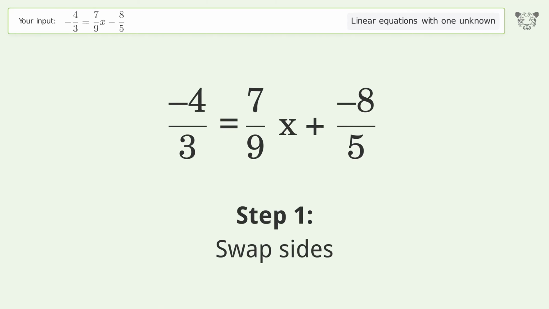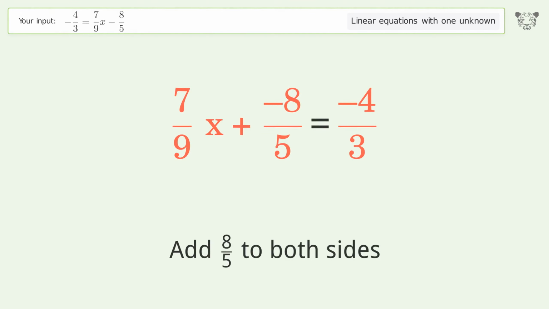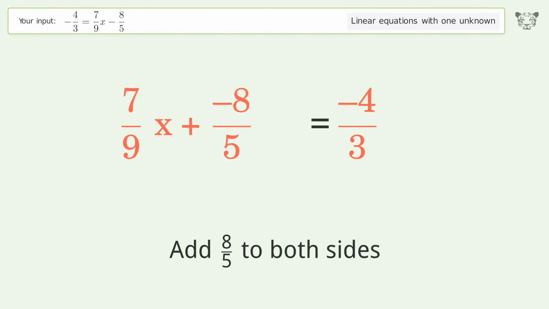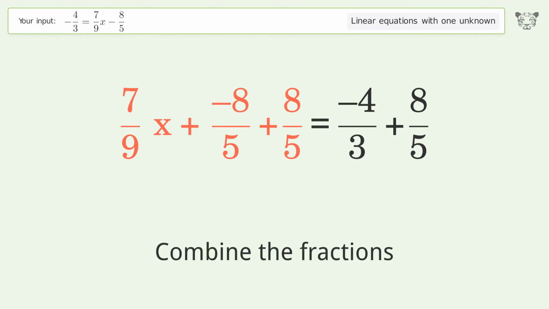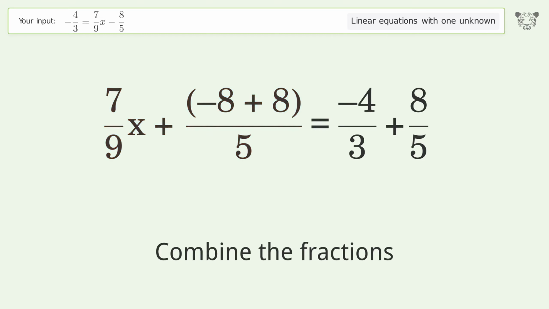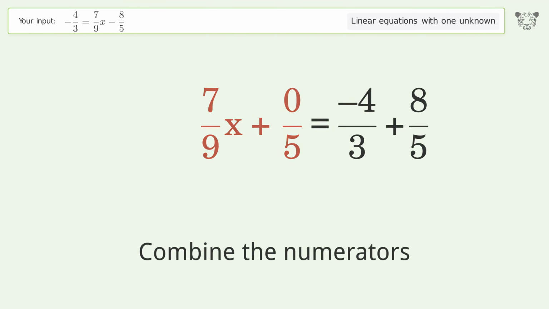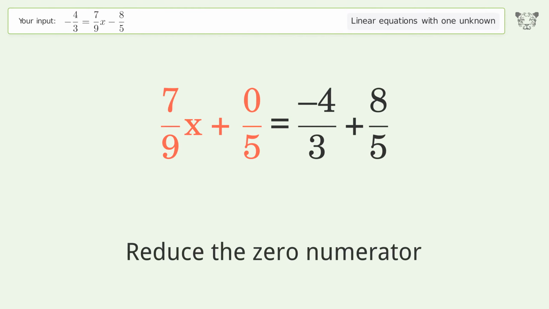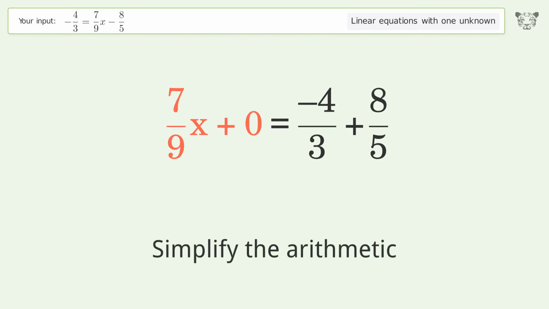Swap sides. Group all constants on the right side of the equation. Add 8/5 to both sides. Combine the fractions. Combine the numerators. Reduce the zero numerator. Simplify the arithmetic.